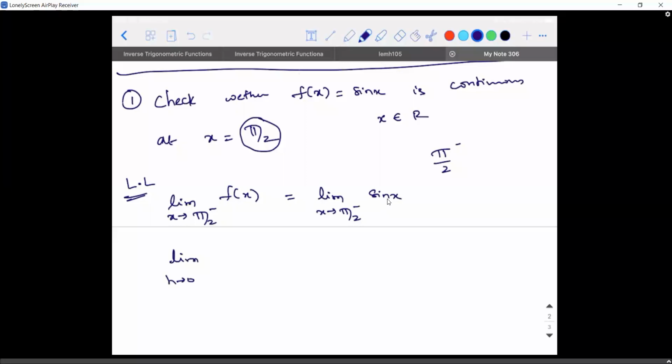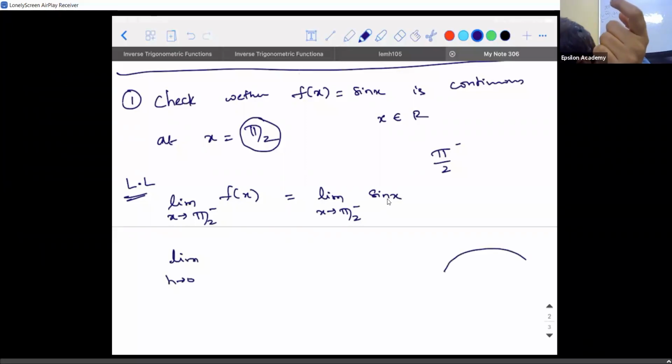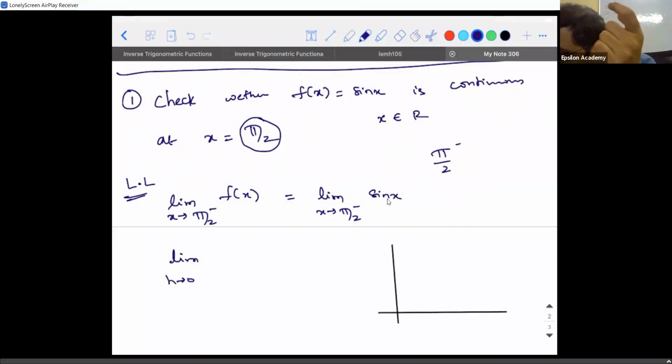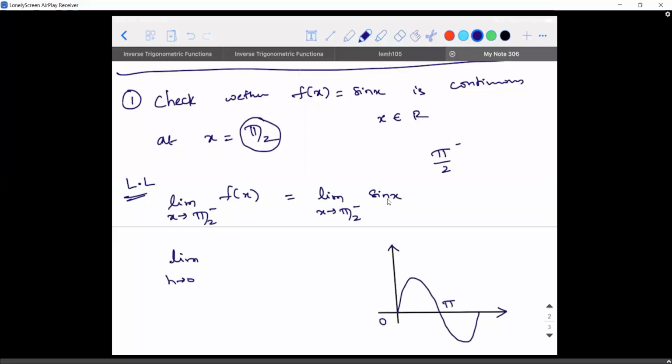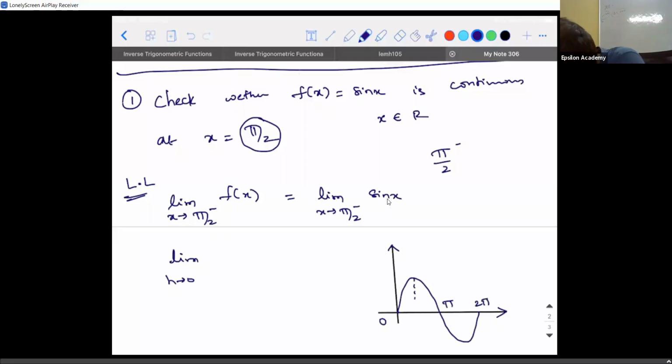Limit h tends to, that is, if sin x is a graph existing like this, okay, I will draw the original graph. You know how the graph of sin x looks. So x equal to pi by 2 is in which quadrant? First quadrant. This is pi and this is 2 pi. This is the value at x equal to pi by 2. So pi by 2 minus h will be somewhere over here. Limit h tends to 0.